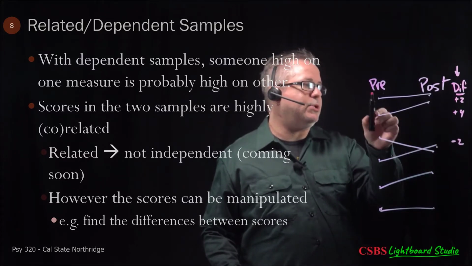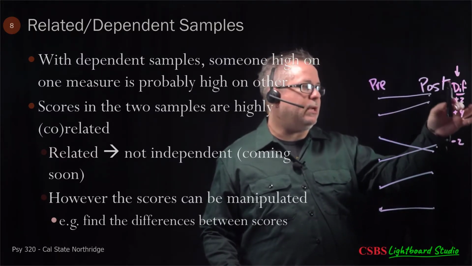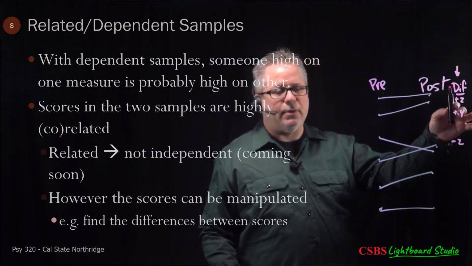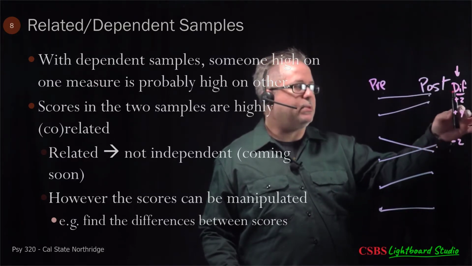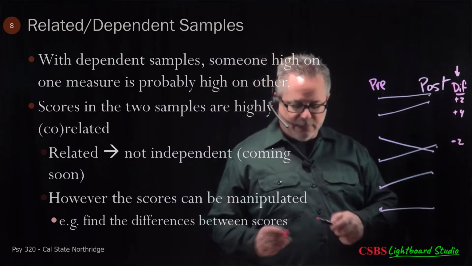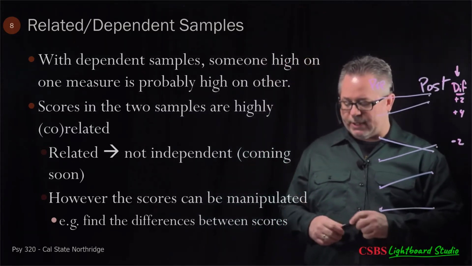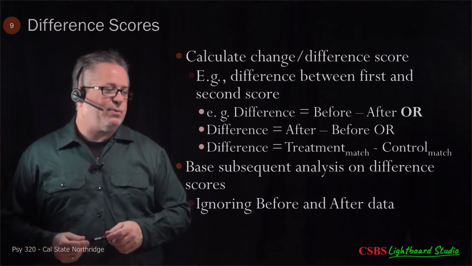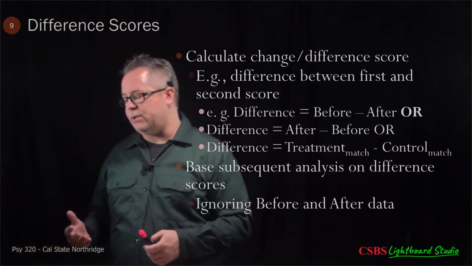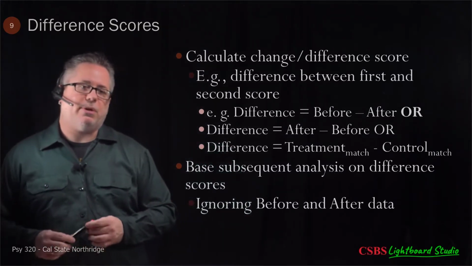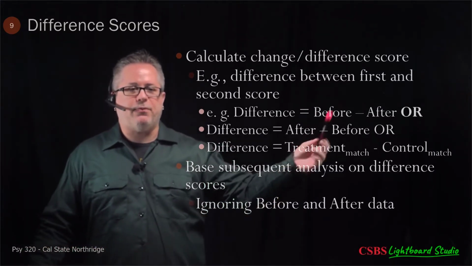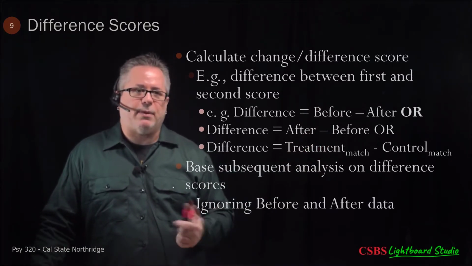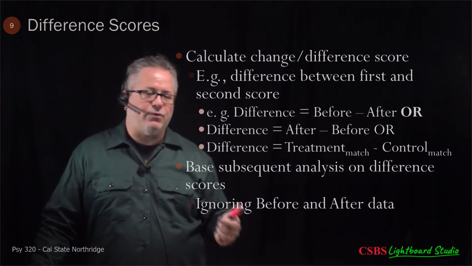Because we're taking two samples, subtracting them, and creating a single set of scores, we're going to analyze this the same way we analyzed a one sample test, because we just have one sample of difference scores, and we can use that to test our hypothesis. Difference scores are exactly what they sound like. We're going to calculate the change from pre to post. It could be pre minus post, before minus after, after minus before, treatment minus control, or control minus treatment.